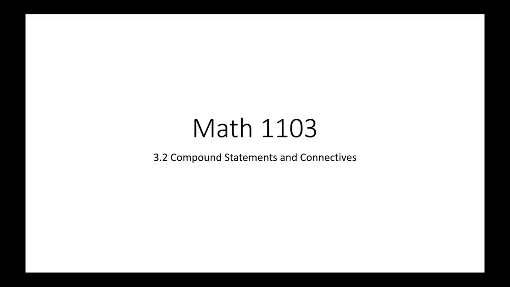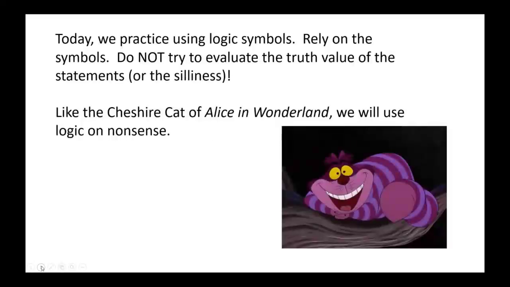So as we go through here, this lesson 3.2 is really about putting these connectives together into sentences, and we're not right now going to try to evaluate it. So right here you see the Cheshire Cat from what I think is just a great cartoon and so many different things. We're going to use logic symbols, and we're just going to rely on the symbols. You're not trying to evaluate whether or not they make sense or how silly it is.